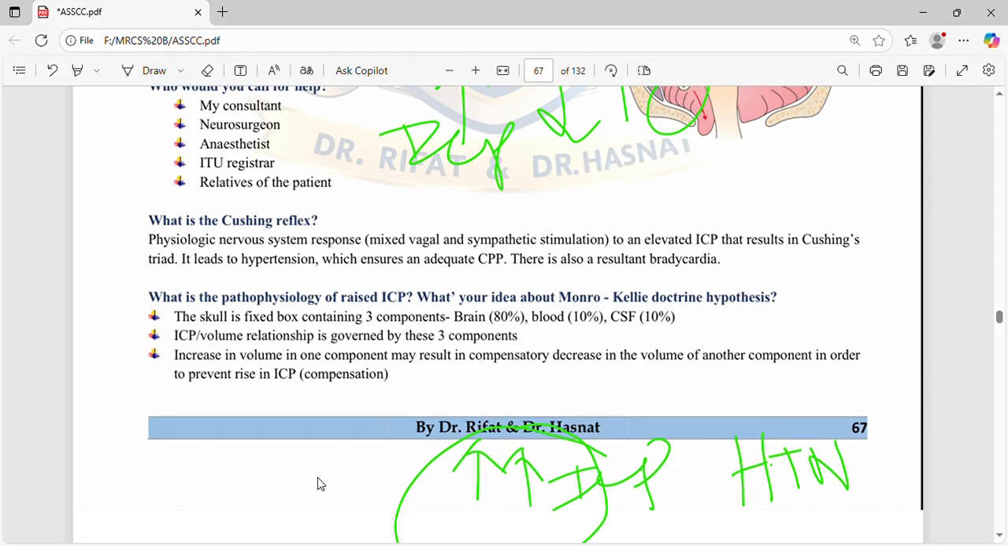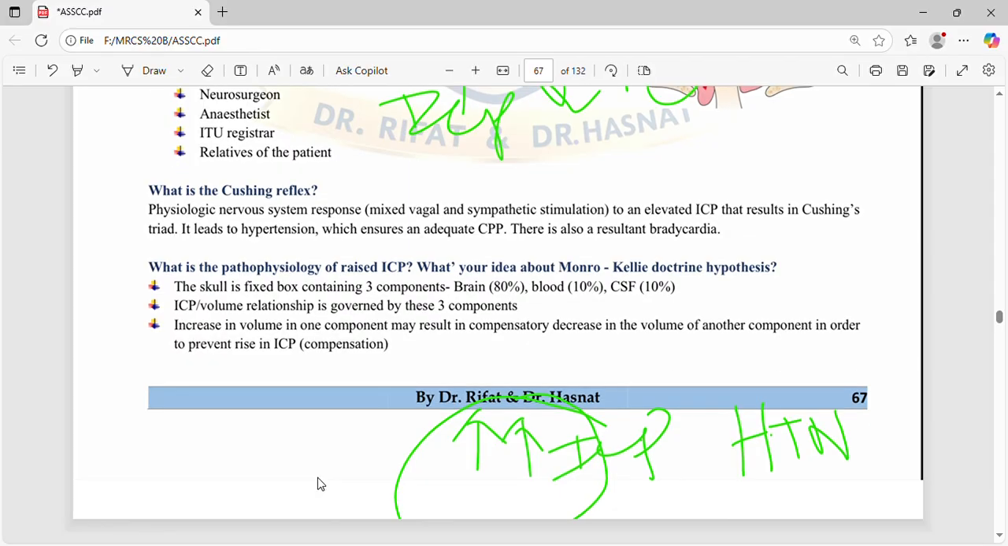So the skull is a fixed box containing three components: brain 80%, blood 10%, CSF 10%. The intracranial pressure-volume relationship is determined by these three components. An increase in volume in one component may result in a compensatory decrease in the volume of another component in order to prevent a rise in intracranial pressure. So this is the Monro-Kellie doctrine.